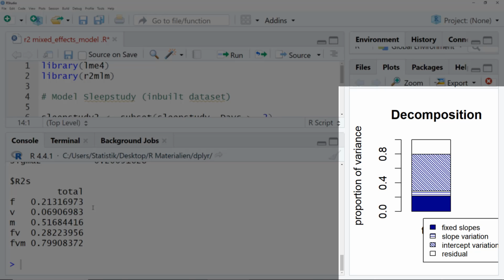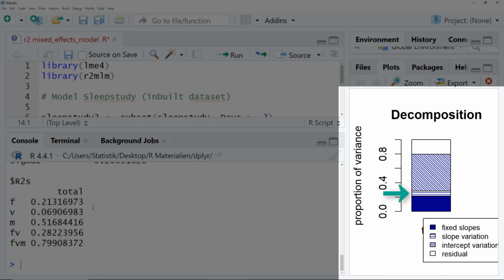Let's start on the right with a graphical representation. The total variance of the dependent variable is decomposed in this example into 4 groups. Down here, that's the variance explained by the fixed slopes. And one possible approach to reporting R squared in a multi-level model would be to say, yes, that is our R squared. Then, this part, that slope variation, that is the variance that is associated with a random slope.